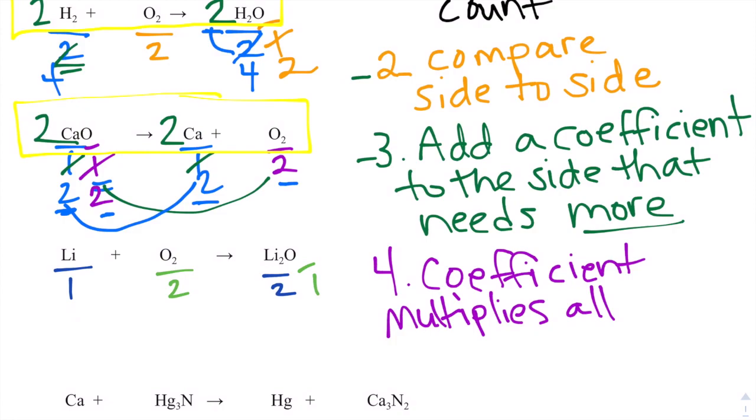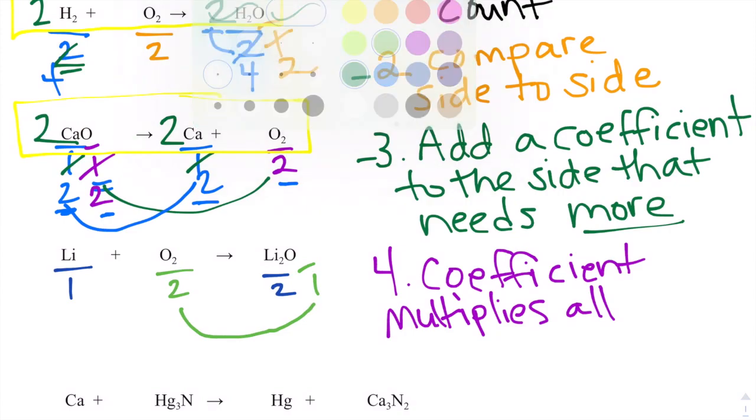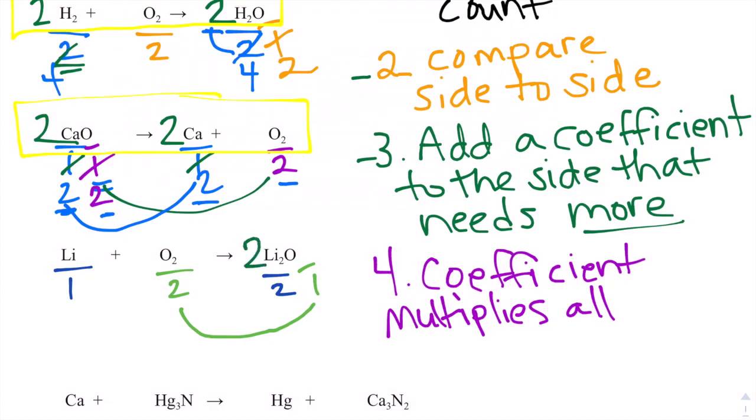And I see O2, or 2 on the left and only 1 on the right. So where I need more, I need to add the coefficient. The coefficient's always the big number in front. Don't change the subscripts. So 2 times 2 means on this molecule I now have 4 Li, but I have a total of 2 O, which is what I wanted. 2 times 1 is 2. So remember, the coefficient multiplies. 2, 2, 4, 2, 1, 2.